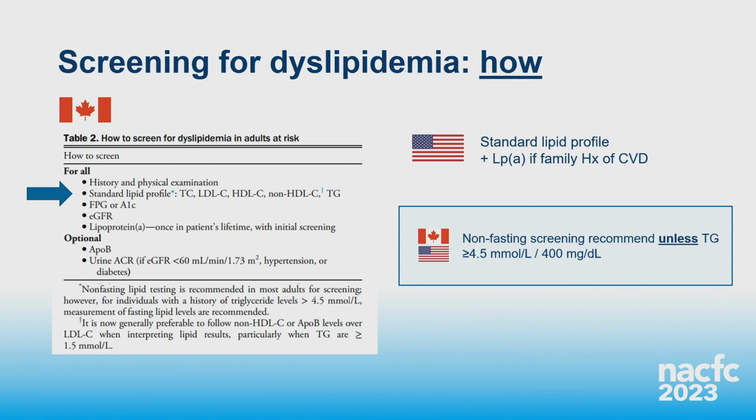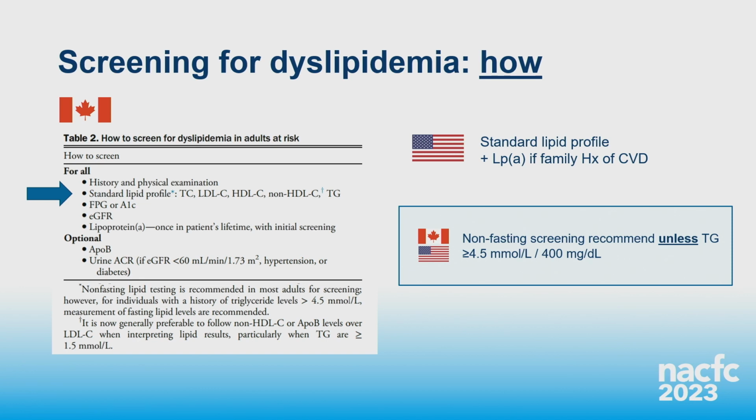So how do we screen for dyslipidemia? Both the Canadian and US guidelines recommend screening with a standard lipid profile, and this includes a total cholesterol level, an LDL cholesterol, HDL, non-HDL cholesterol, and a triglyceride. And then there's some additional parameters that may be checked, but I won't go into those in detail today.